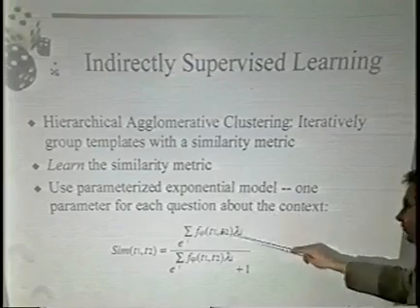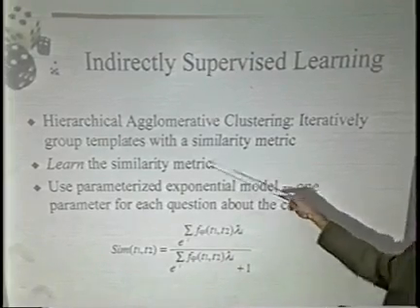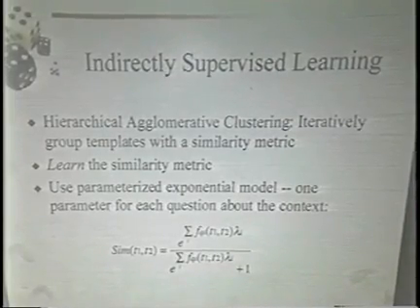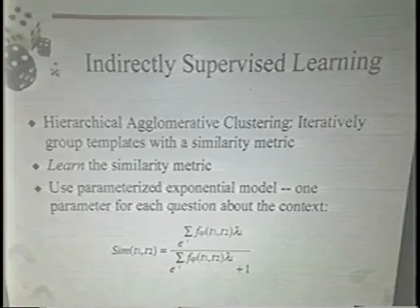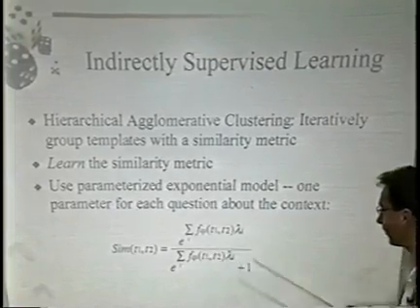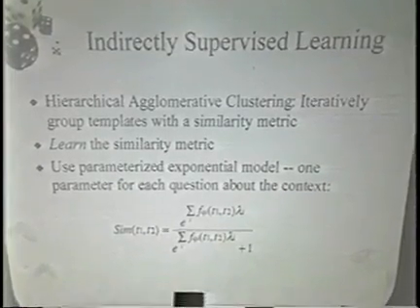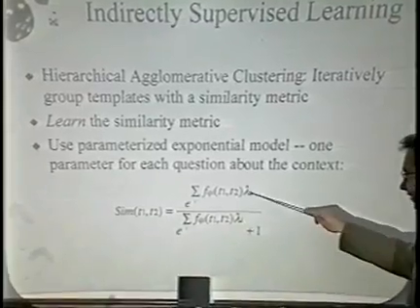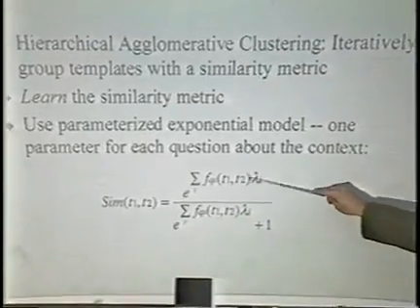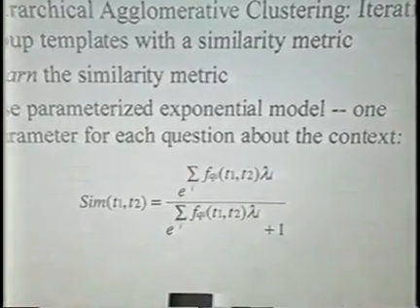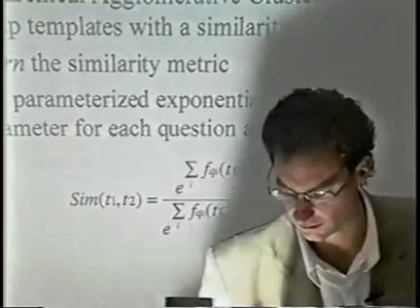And the idea then is to parameterize the similarity metric and try to tune the parameters. Okay, so this is actually an adaptation of the exponential model used in maximum entropy modeling. I won't go into detail except to say that there's a parameter here for each of these questions that the learner could ask, and this actually does give you a probability as a result.